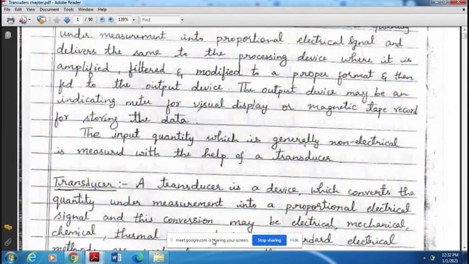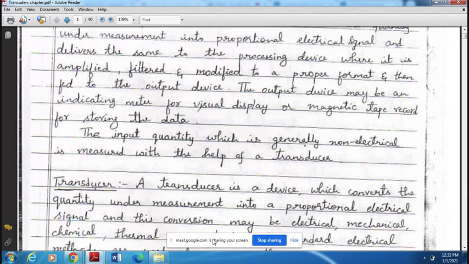So usually transducers are classified based on these parameters: the type of application for which it is used, the output it is producing, and the method of conversion used in the transducer. Based on these parameters, we classify transducers into different types. Firstly, we classify transducers as active transducers and passive transducers. Firstly, we'll talk about what active transducers are.